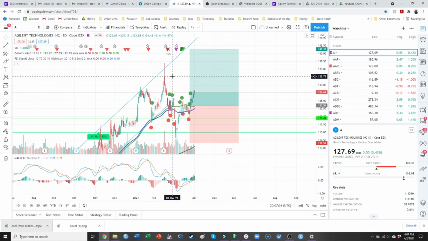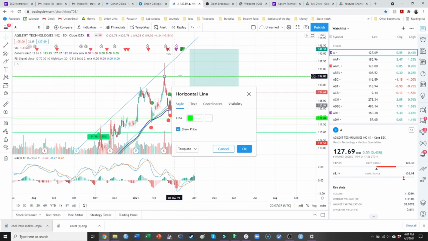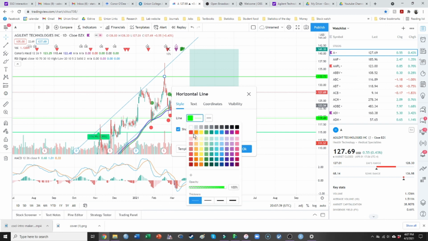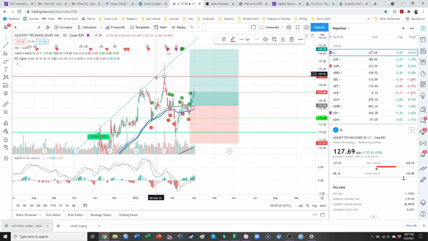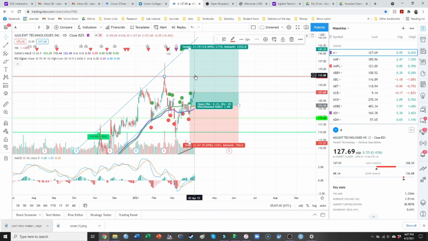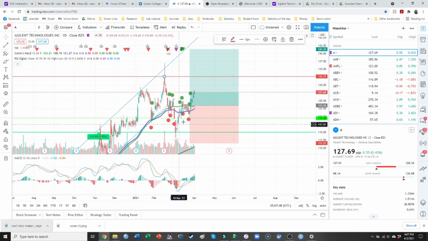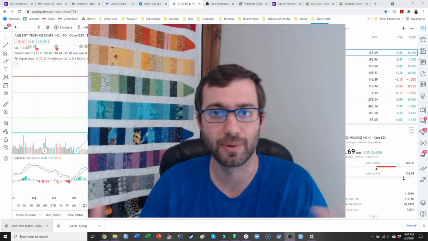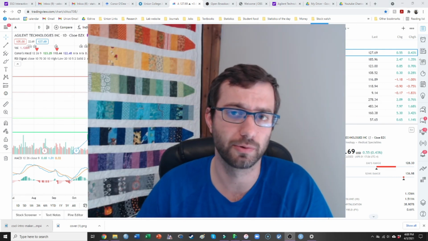Now, I might want to add in a level of resistance right here and just let myself know that that was the most recent swing high. We might have some issues getting above that. So as we get close to that, I'm going to need to watch what's happening to the price. Well, I hope you learned something about how I use support and resistance lines.